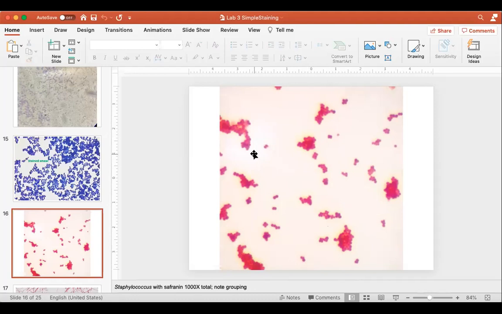But look at that beautiful color. I know I'm geeky. I know I'm a nerd, but look at that gorgeous Safranin color. Just a different stain, a different color, but it's doing the same thing. It is imparting one particular color to all of the cells on that slide.